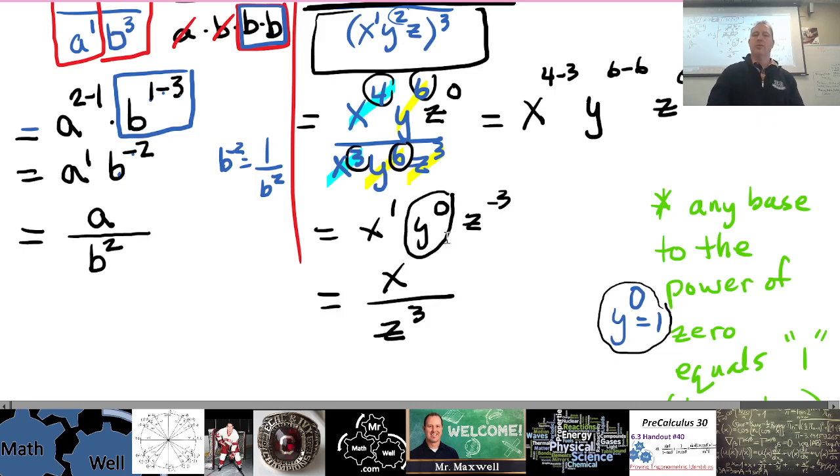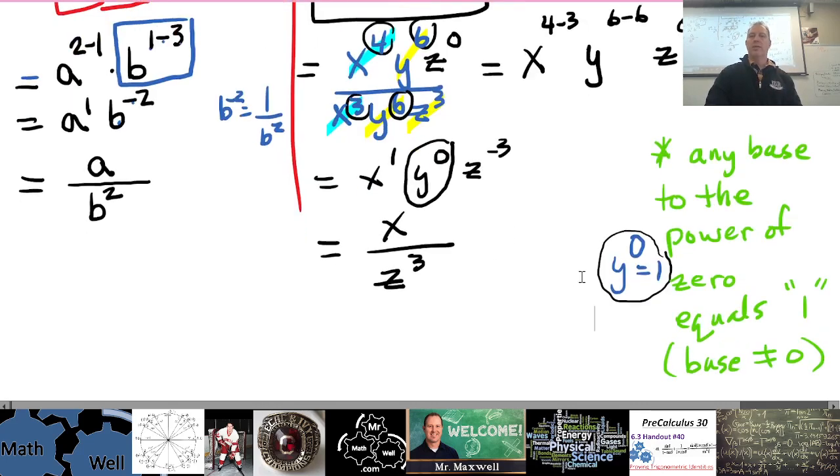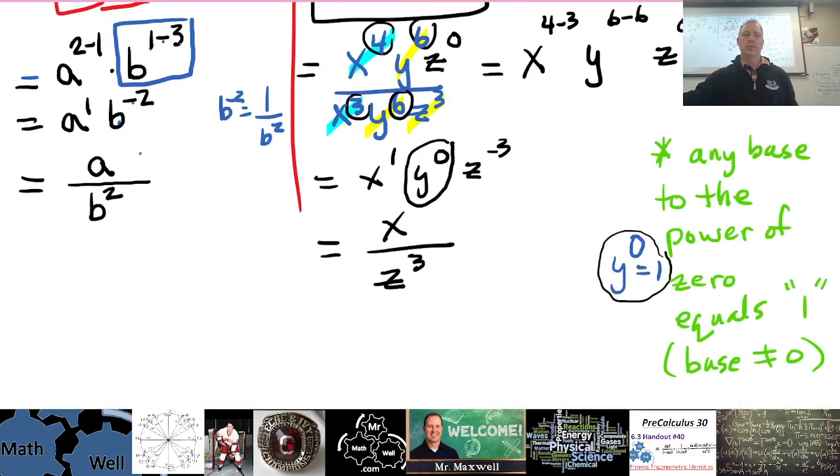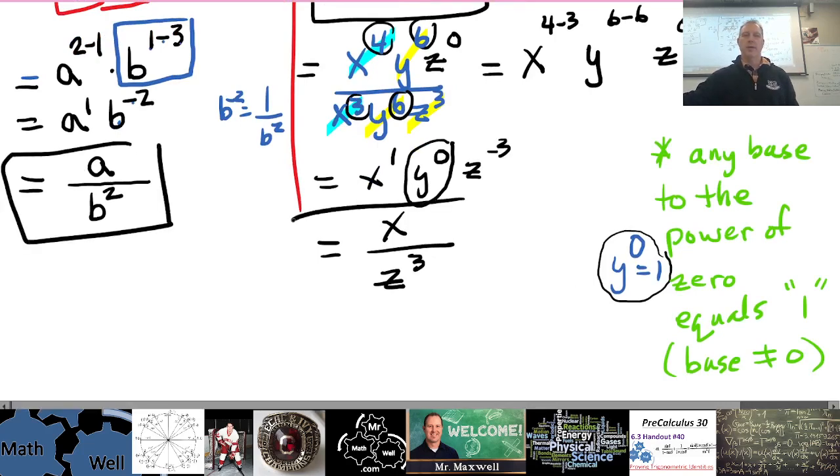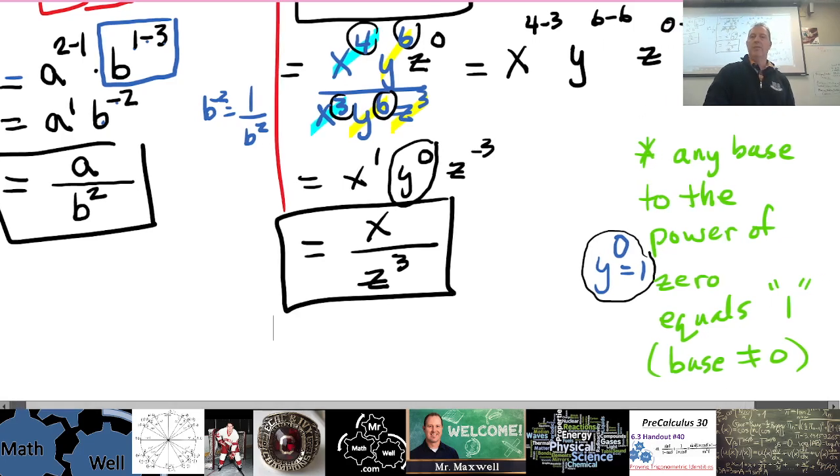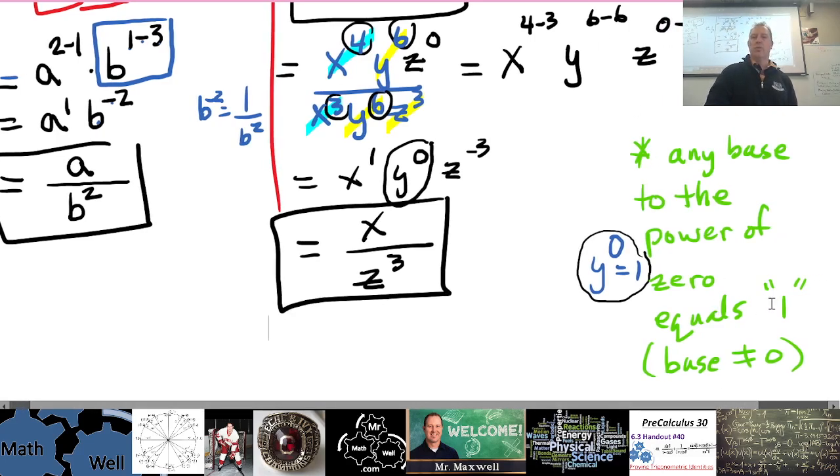So the y to the 0 is gone. Just like z to the 0 wasn't there, that was gone. So y to the 0 means it's just 1. So you might want to write this down. I'll highlight my answers here. Answer and answer. So you might want to write this down on the edge here on the side of the notes. Any base to the power of 0 equals 1. Except when the base itself is 0, that's the only restriction. But any base to the power of 0, the whole power equals 1.